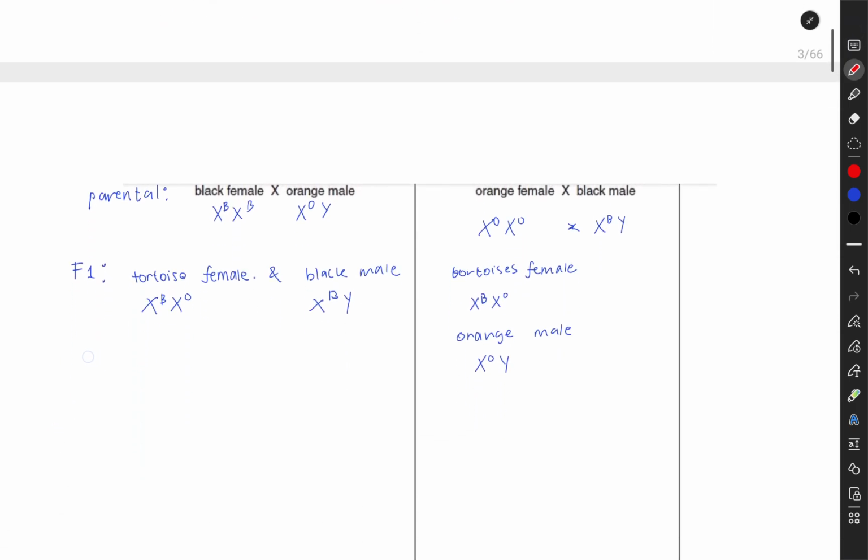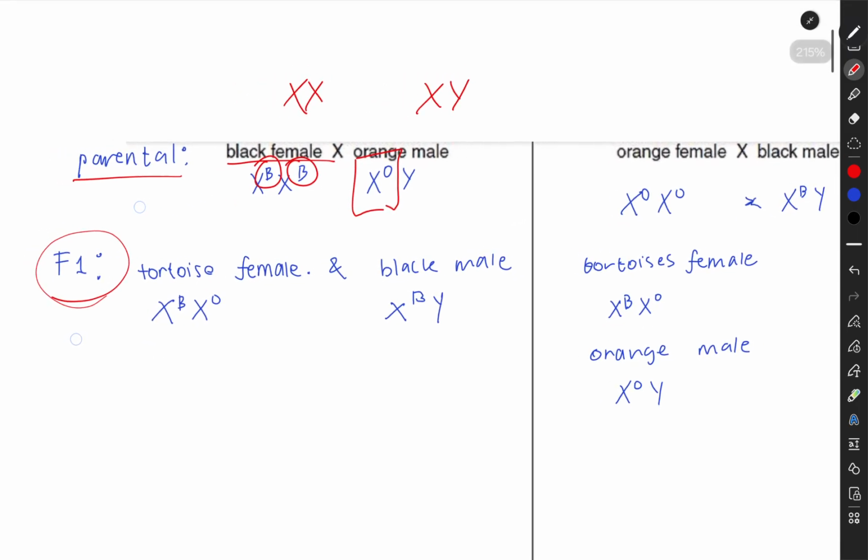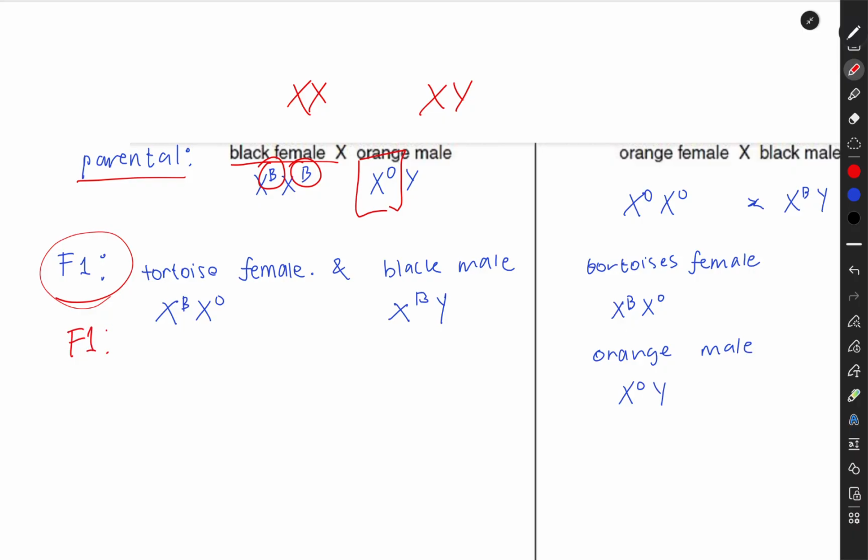So I've actually already written down the parental black female. As we know, female chromosome is XX and male chromosome is XY. And because it's black, black female and orange male. Male only has one X chromosome, so it must be XOY. And the filial, I write it down as F1, the first filial generation, is tortoiseshell female with XBXO and black male, which is XBY.